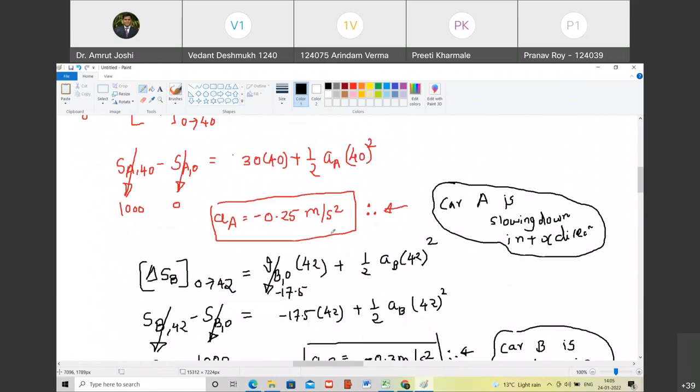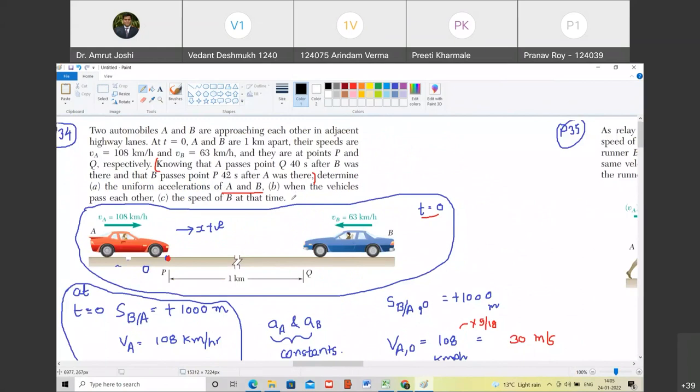So, we have found out the acceleration of car A and car B. Now, the next question is asked. When the vehicles pass each other, that means what is the time at which the vehicles are going to cross one another? How are you going to deal with this question? We'll find the relative velocity of A with respect to B and then use the distance as 1000 meters. Absolutely fantastic.